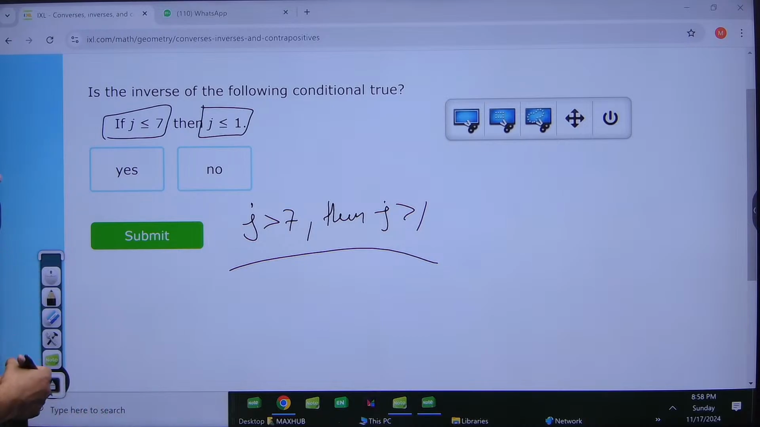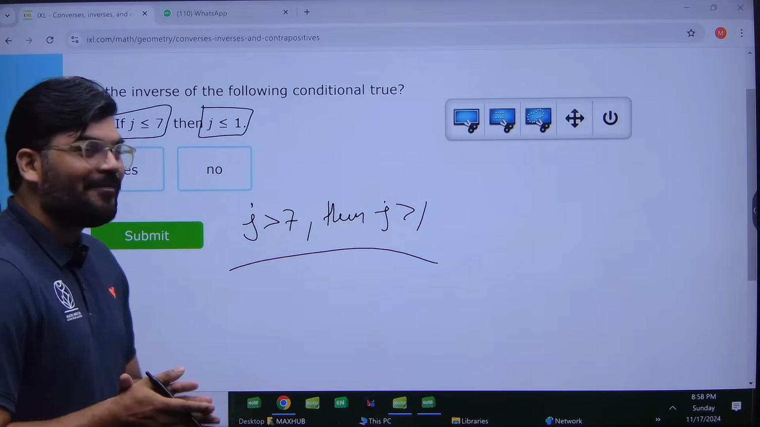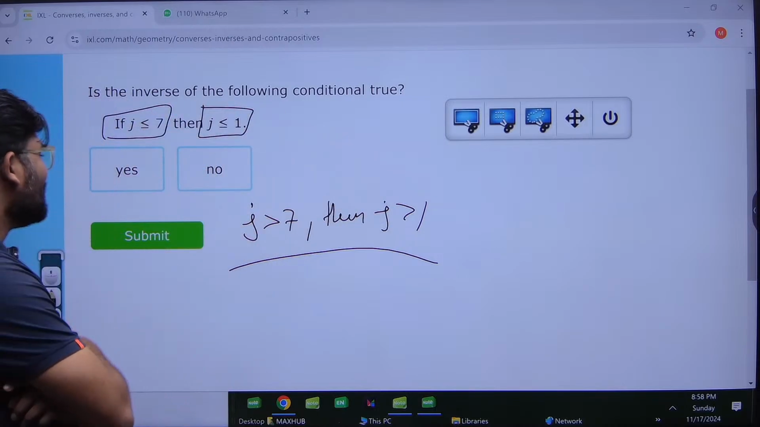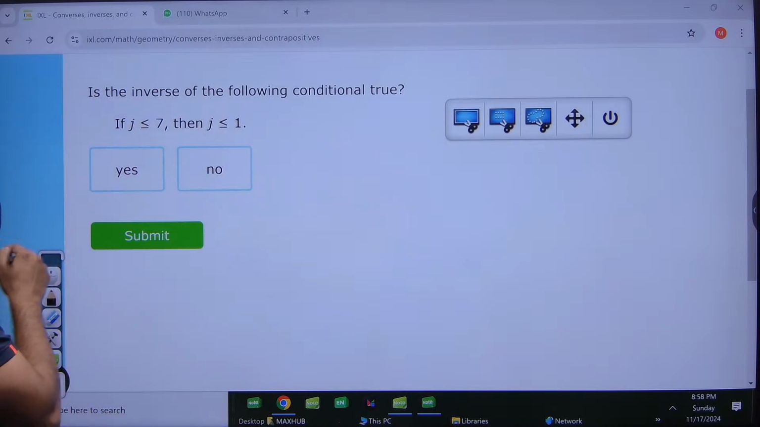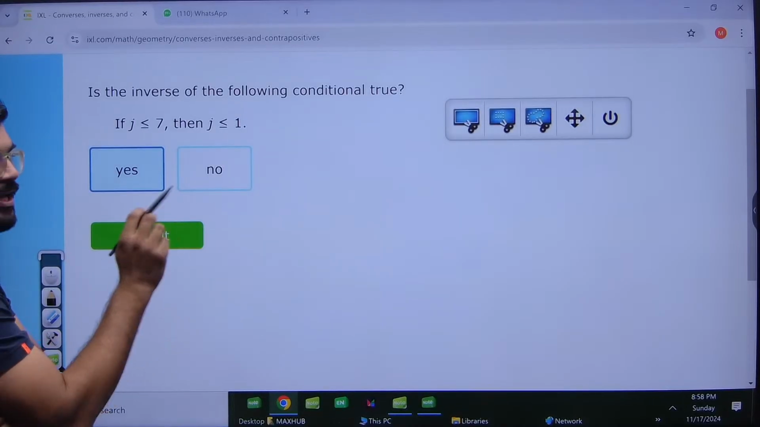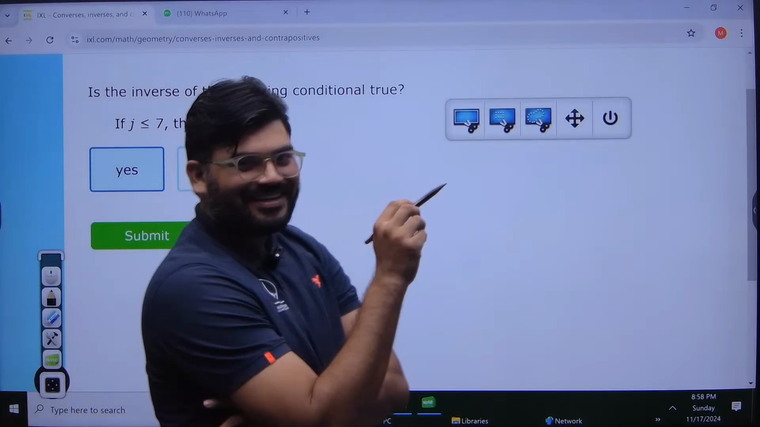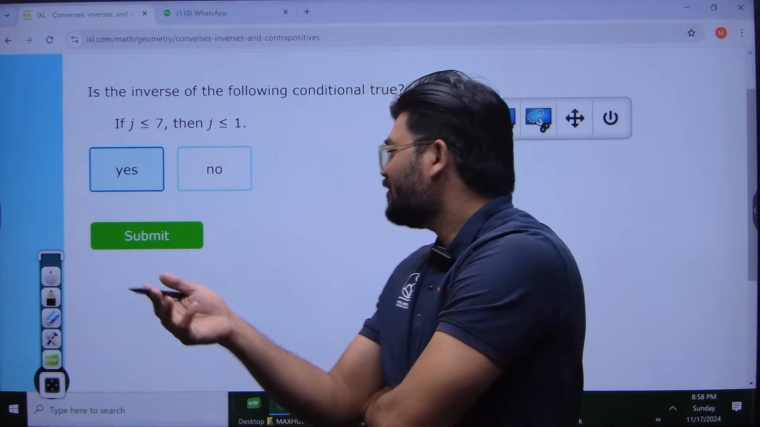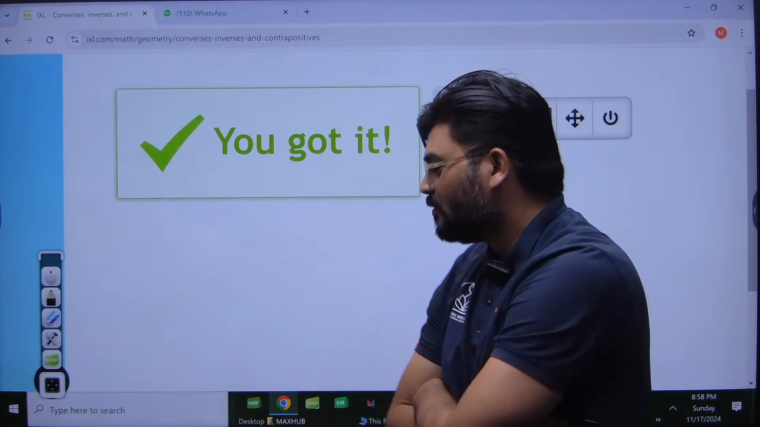You can't take 3. Tell me a number which is greater than 7 but not greater than 1. Never. So this is true. If it's greater than 7, it's greater than 1. Okay, so grandmother is always greater than granddaughter, right? Grandmother is greater than mother. Mother is greater than granddaughter. So grandmother is always elder to granddaughter.